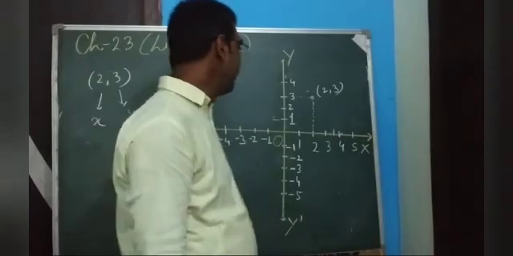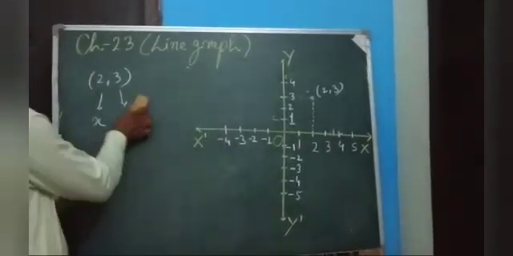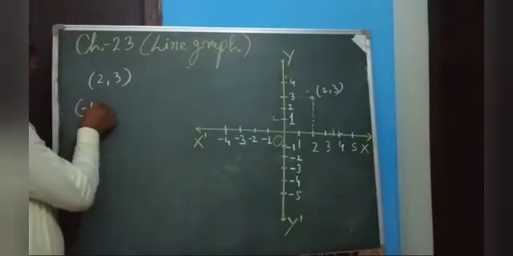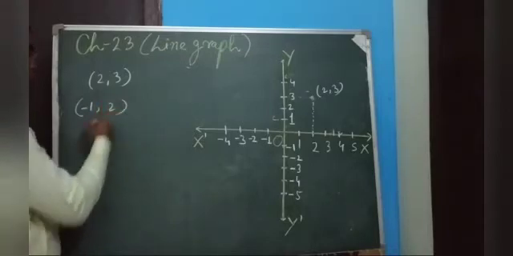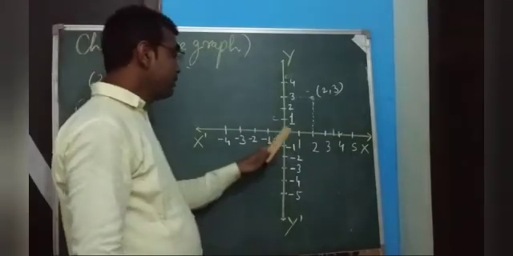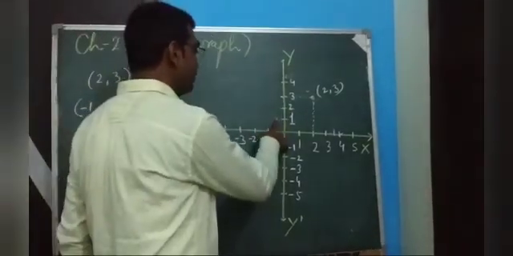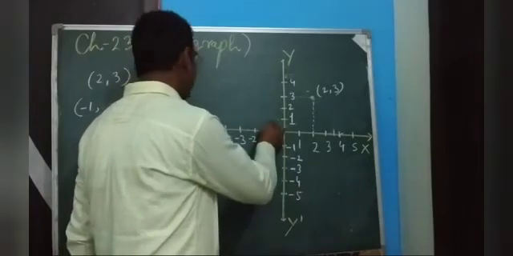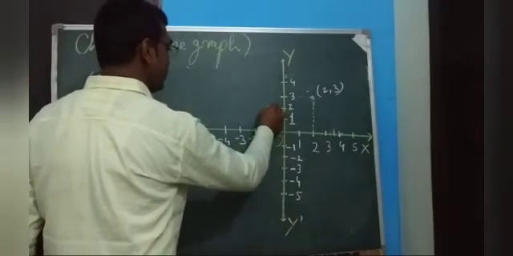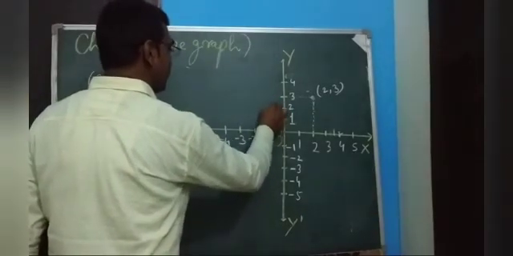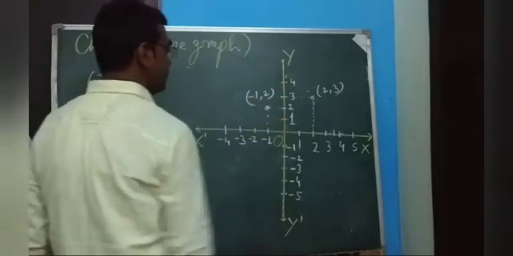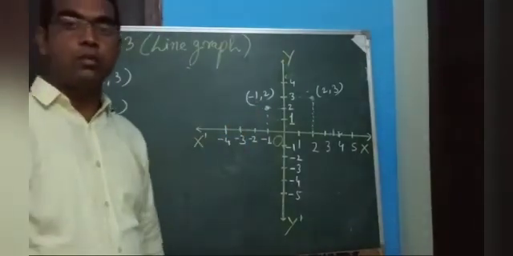Understand? Similarly, try to learn to represent another point. So here (-1, 2), suppose it is given. Here -1 is the x coordinate. So on the x axis, search -1, it is here. And 2 on the y axis, so on the y axis 2 is here. So this will be (-1, 2). This is the required point.